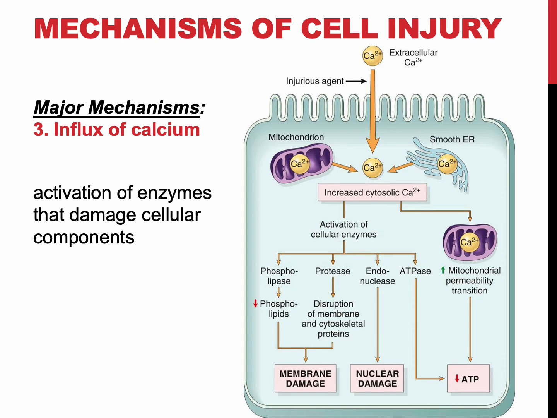Another, third major mechanism is the influx of calcium. If you have calcium that goes inside the cell, that will activate lots of enzymes within the cell that tend to damage cellular components. That could lead to membrane damage, it can lead to nuclear damage, and it can also affect the ATP by decreasing it, again often leading to a significant cell injury.